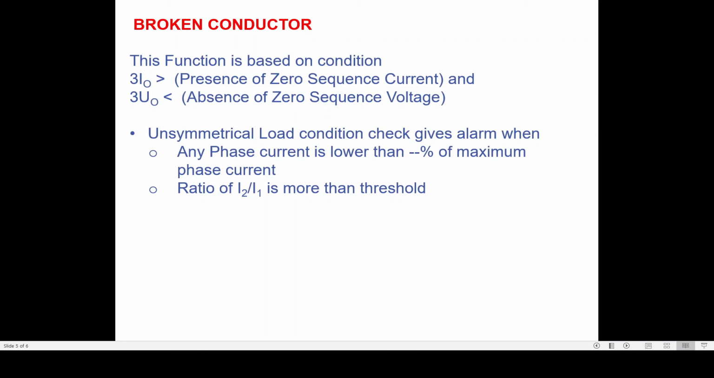Suppose it might happen that the current in one of the phases is very low as compared to the other two phases, then the relay might inadvertently issue a trip command if you are using broken conductor for tripping. So broken conductor is generally used for alarm only, not for tripping.